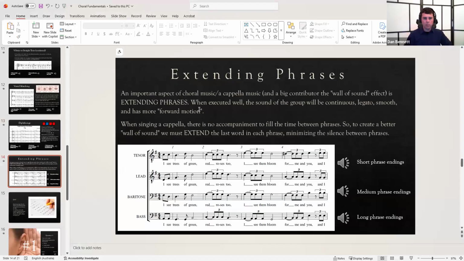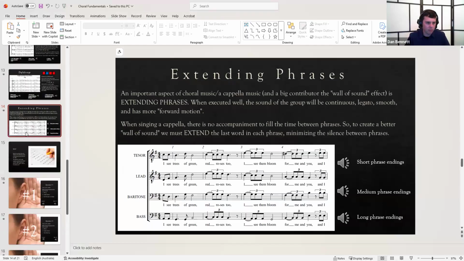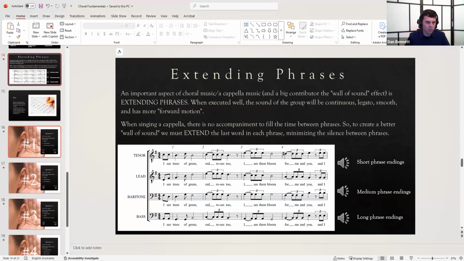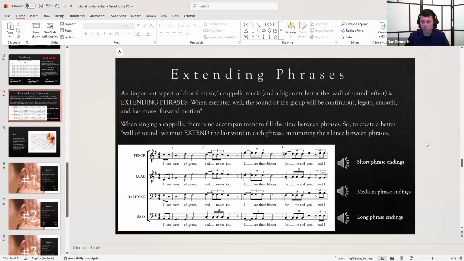Extending phrases, an important aspect of choral music. Just to give you an idea of how far we've got to go, there are 21 slides total. This is number 14, and soon we're going to do a quiz. This is the last of the concepts that I'm going to talk about, and then we're going to do a little quiz. An important aspect of choral music and a cappella music, and a big contributor to the wall of sound effect, is extending phrases.